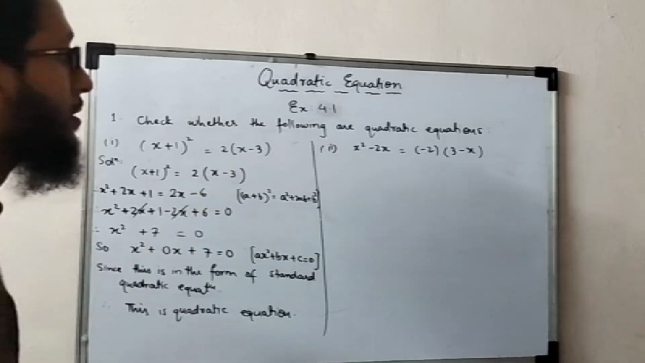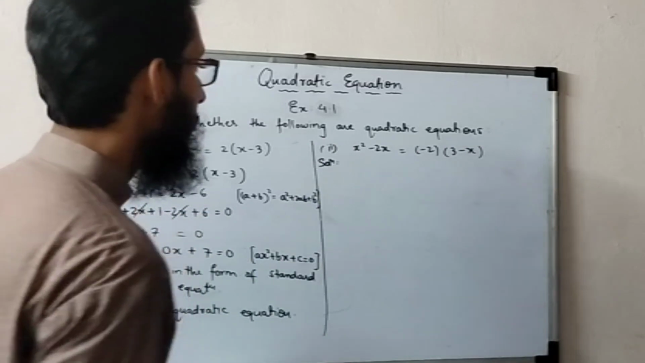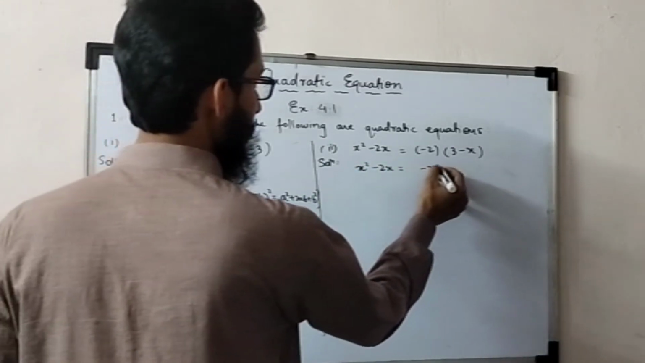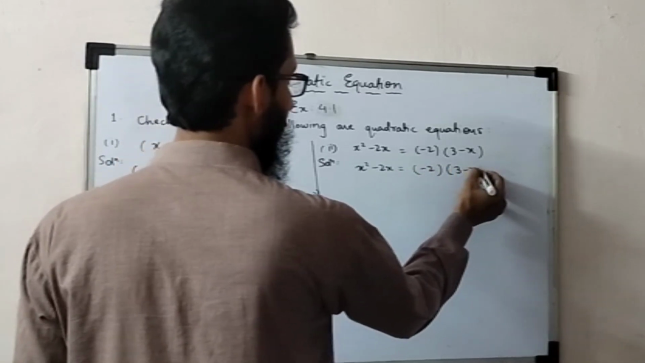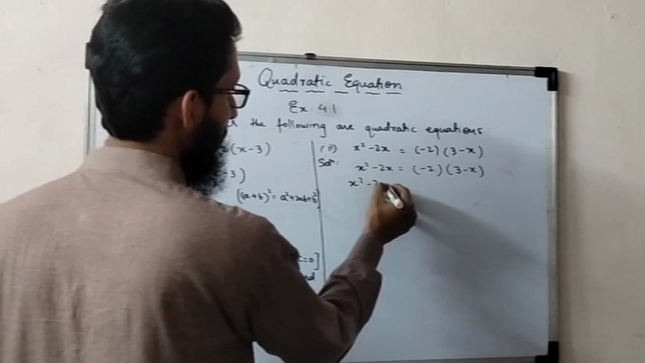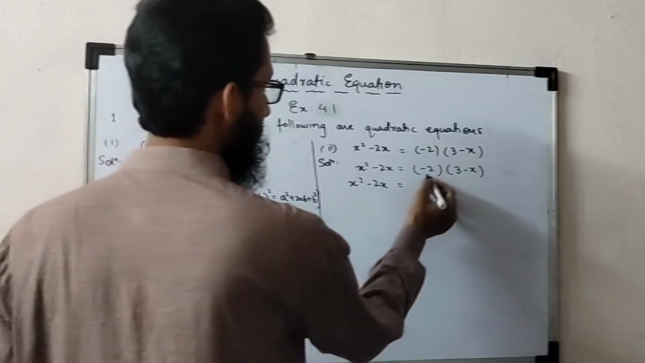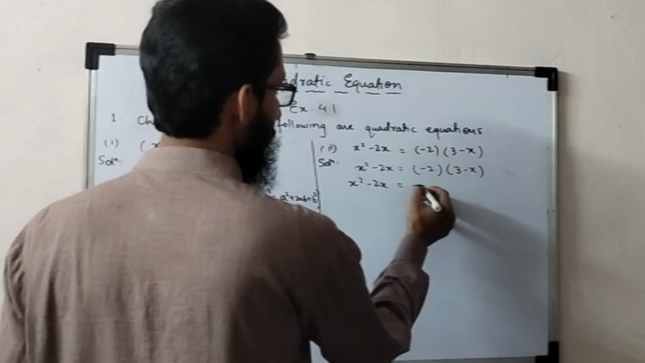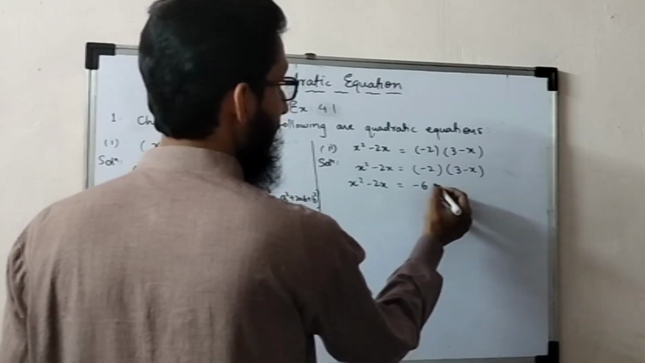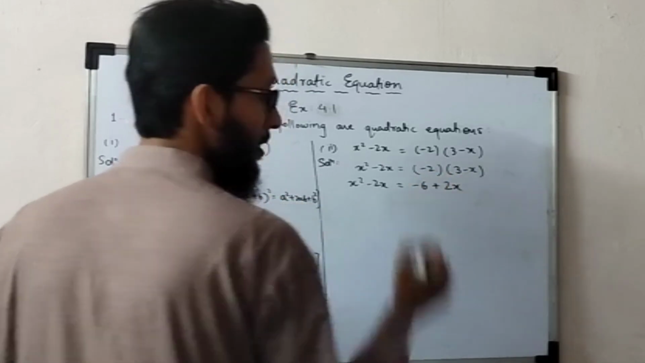Okay. Now moving on to the second question. x square minus 2x is equal to minus 2 multiplied by 3 minus x. On the left hand side there is no need to calculate anything. Now minus 2 will be multiplied by 3 minus x. So first we multiply minus 2 by 3, so this will be minus 6. Now minus 2 multiplied by minus x will become plus 2x, because minus minus is plus.